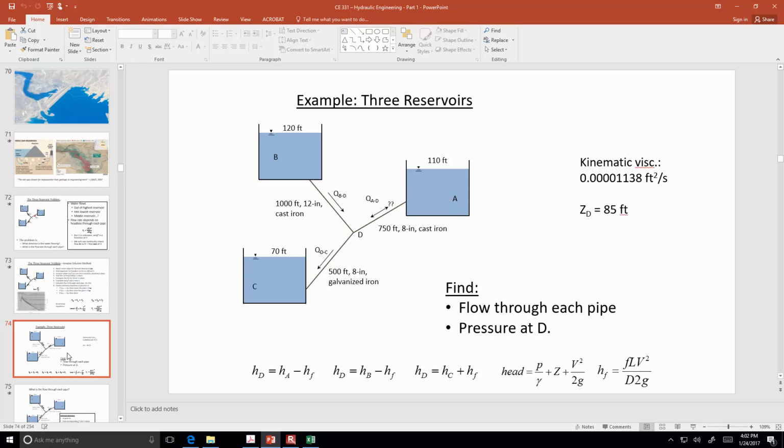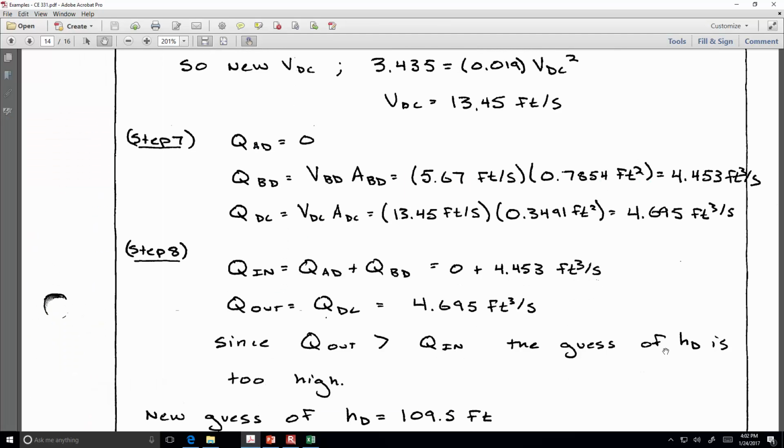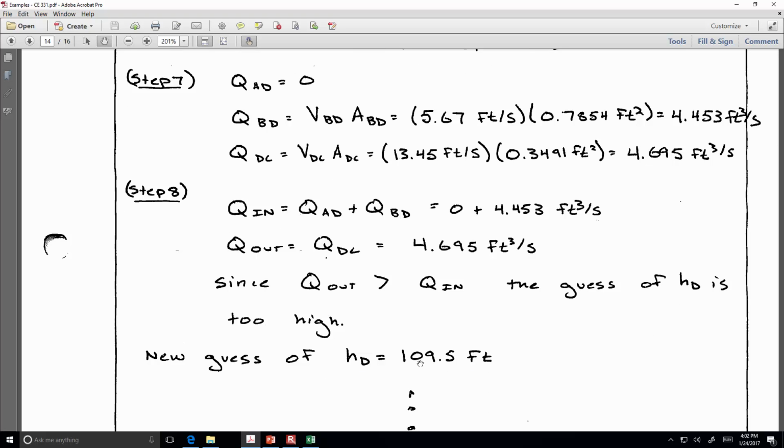If there's zero flow in pipe AD, then the flow through BD and DC have to be equal to each other. But based on that guess, that cascade of guesses that I made, it turns out HD is too high. So I just randomly picked some new elevation. I said, let's lower it by half a foot. So I would do the whole thing over again with a guess value of 109.5 feet.